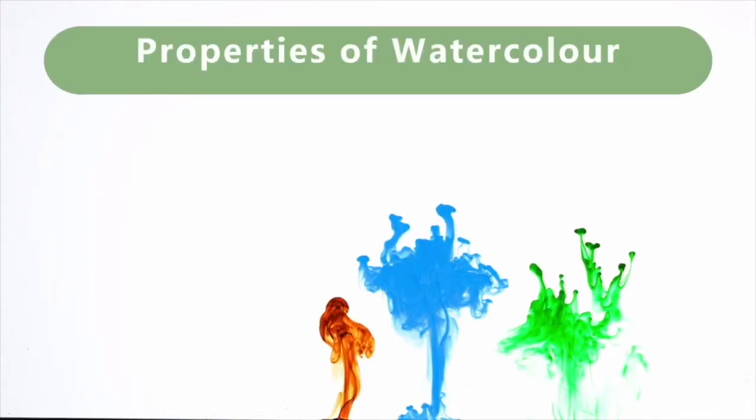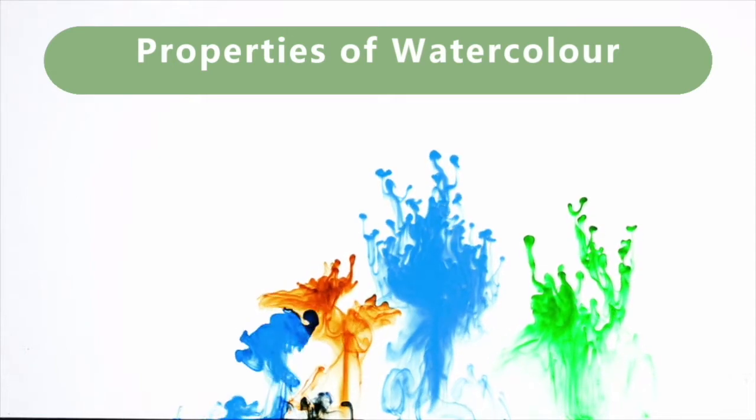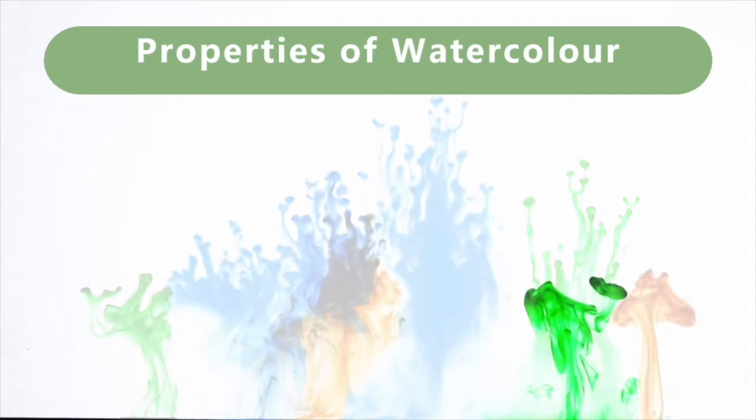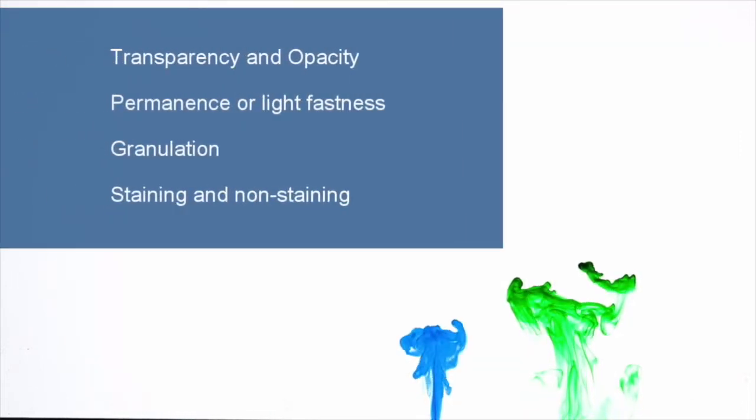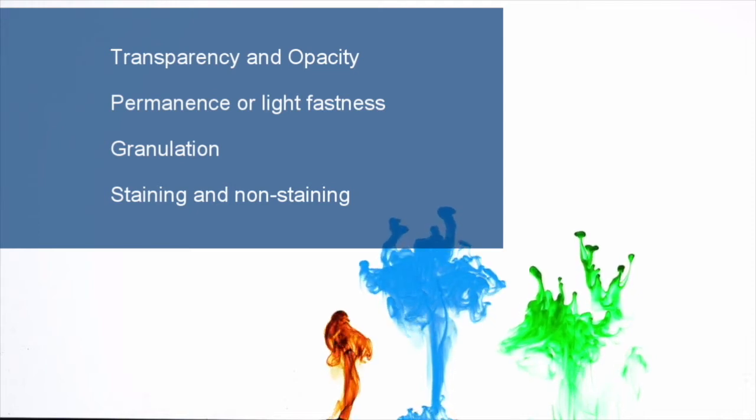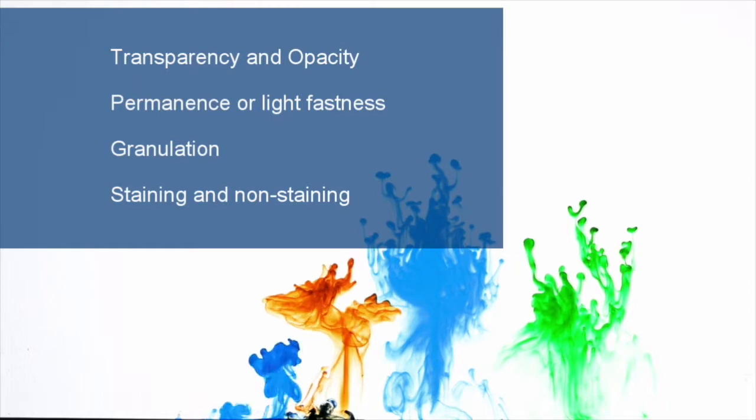There is a lot of information out there in magazines and on the internet that describe the properties of watercolours that are highly prized by watercolourists. These are transparency and opacity, permanence or light fastness, granulation, staining and non-staining.